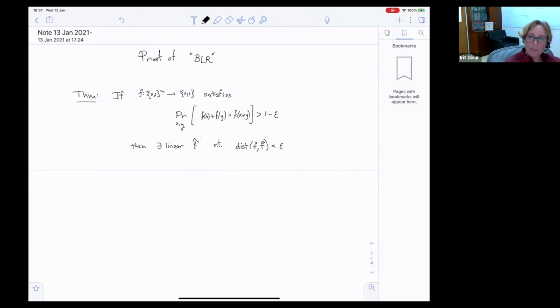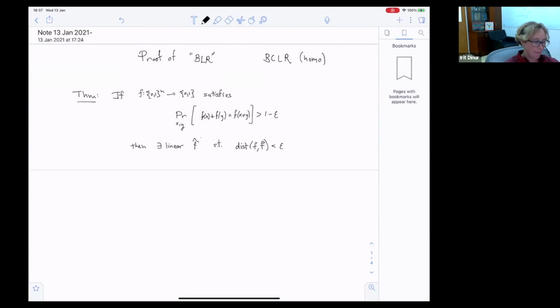I'm going to say something about the proof of these two theorems, the BLR theorem and the one by Ben-Or, Coppersmith, Luby, and Rubinfeld, which is the homomorphism testing. Both proofs are roughly the same. It would be somewhat easier for me to describe the proof in the case of linearity testing, but I think you capture all of the ideas. I'm not going to tell the entire proof, but I do want to give you a sense of what kind of arguments go into this kind of proof.